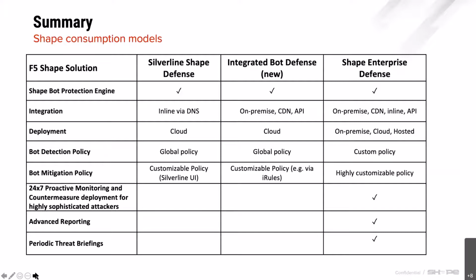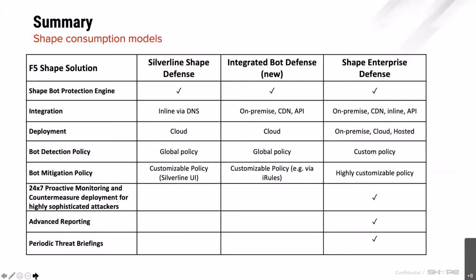It's deployed as part of the Silverline infrastructure. It is a generalized policy that gets updated on a regular basis, but your mitigation policy is configurable by you. So if you want to send identified automation to a special page, or block the traffic, or respond with a specific custom response, you can do that. Obviously, reporting is all integrated with the Silverline platform, so it's part and parcel of your WAF reporting. And of course, you get access to the Silverline SOC.